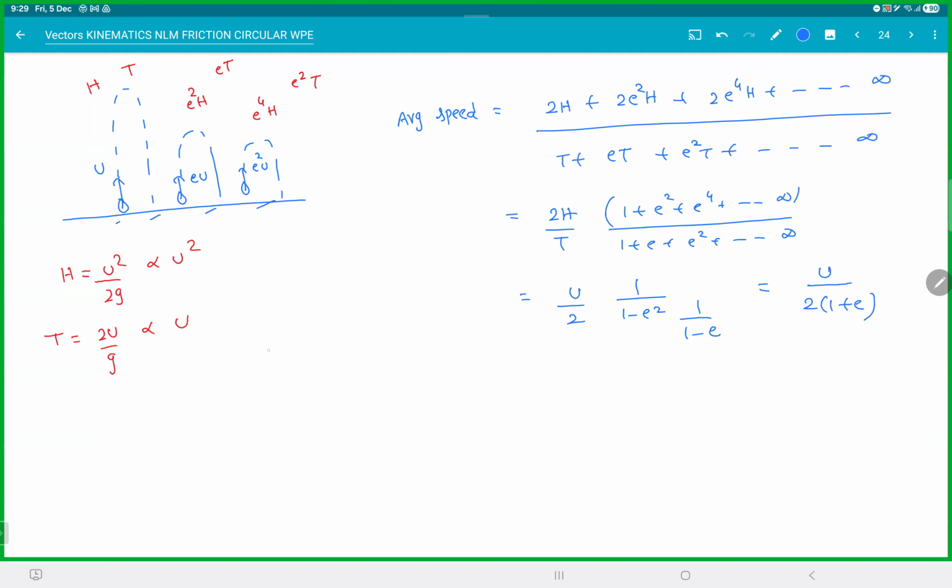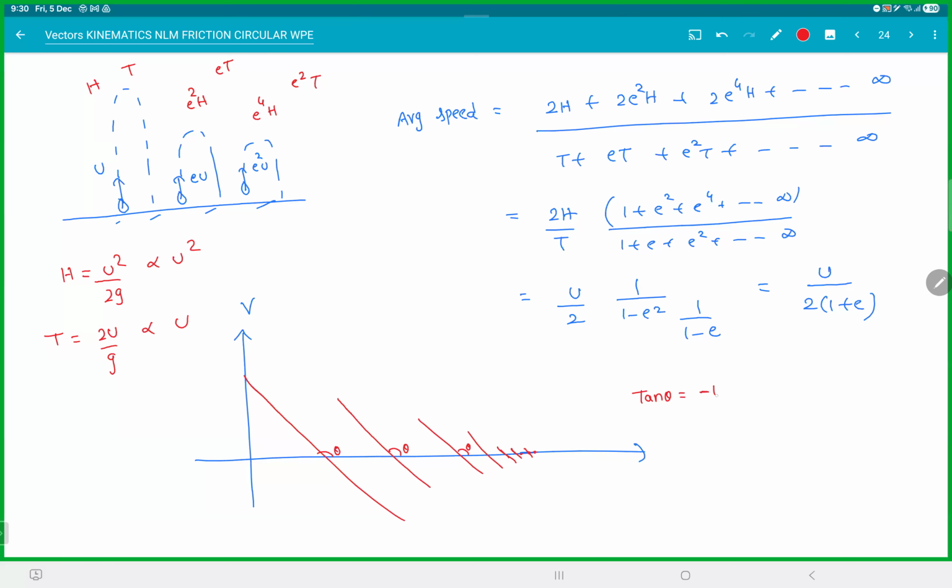You want a graph? Now you can see every time the speed is becoming eU. Now be careful here. In a VT graph, slope is acceleration. So no matter how many collisions you have, acceleration remains same. The slope must remain same. So the graphs will be parallel lines. And the time will end somewhere here. The graph will not go to infinity. Even though there are infinite collisions, time is limited. So they'll get closer and closer. This is theta, this is theta, this is theta. Tan theta will be minus g. That is the slope in VT graph.